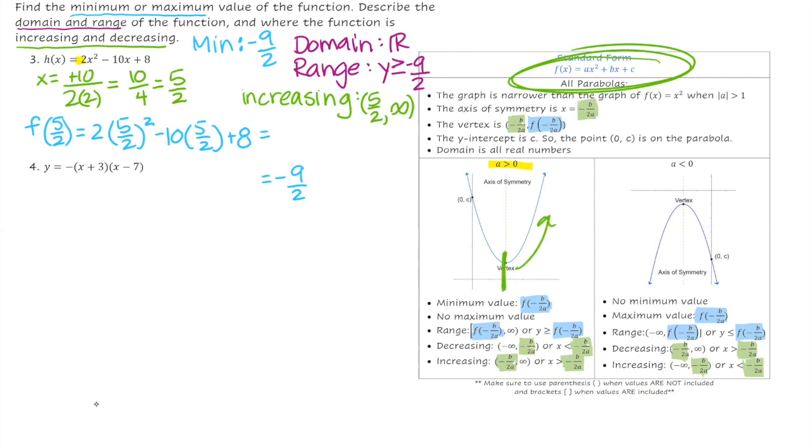it is increasing. And there is some information down here about the parentheses and the brackets. When you use parentheses, that means that the end values are not included. If you use a bracket, it means that value is included. So I have parentheses on both of these because it is neither increasing nor decreasing at the 5 halves or the infinity. Okay, so we are going to then look at the decreasing interval.